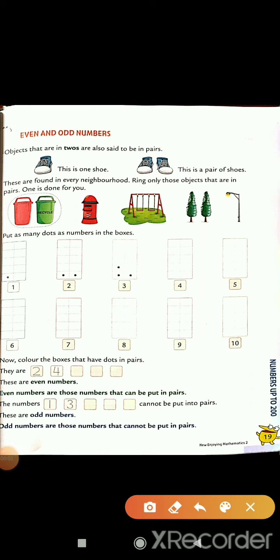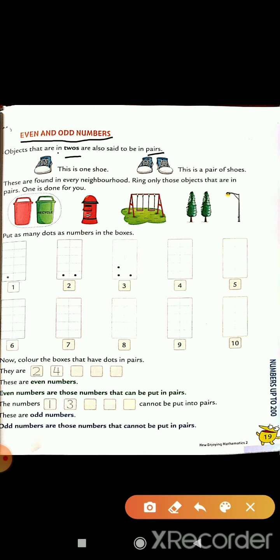Okay, so now our next topic is even and odd numbers. Let us start with the topic. Objects that are in twos are also said to be in pairs. Means to be in pairs, there must be two objects. How many objects? Two objects.